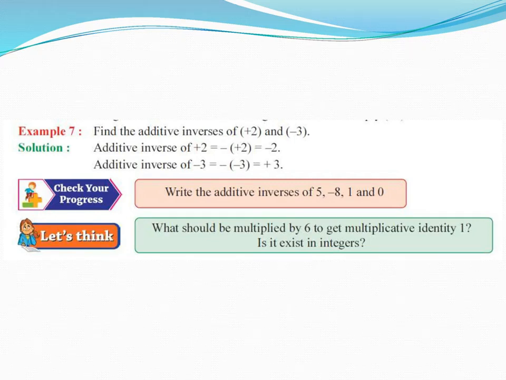Questions for check your progress. Write the additive inverse of 5, minus 8, 1 and 0. And let's think, what should be multiplied by 6 to get the multiplicative identity 1? Does it exist in integers? So all of you do the homework.